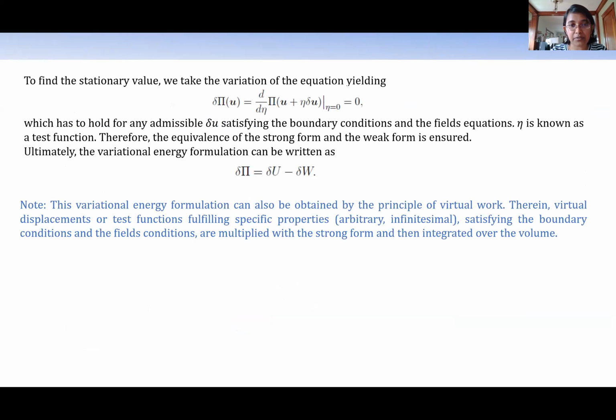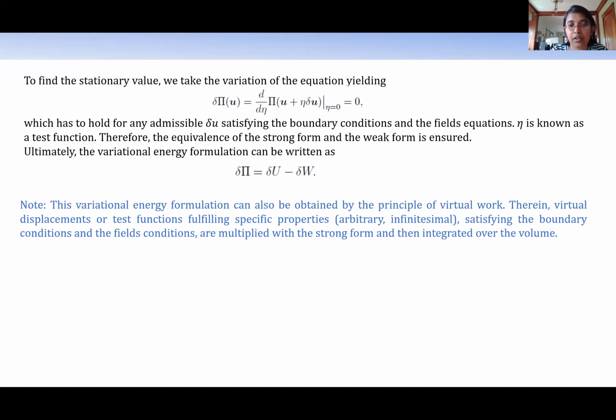Now, to find the stationary value, we define the variation of the equations, yielding del of the total potential energy, reformulated using the test function, where eta is the test function, and this holds true for any delta u satisfying the boundary condition. Now, the variational formulation can be rewritten as del of pi equal to del of U minus del of W. This is one way of getting the variational energy.